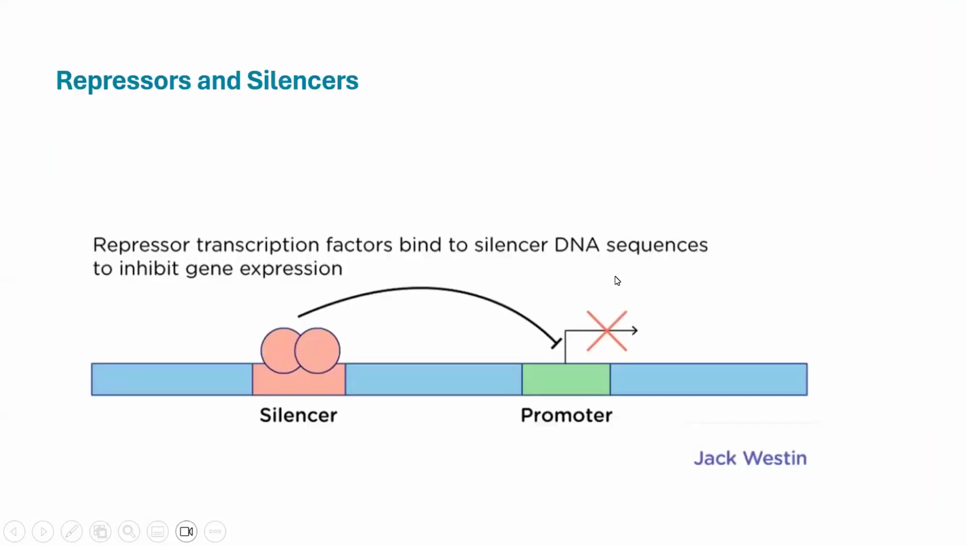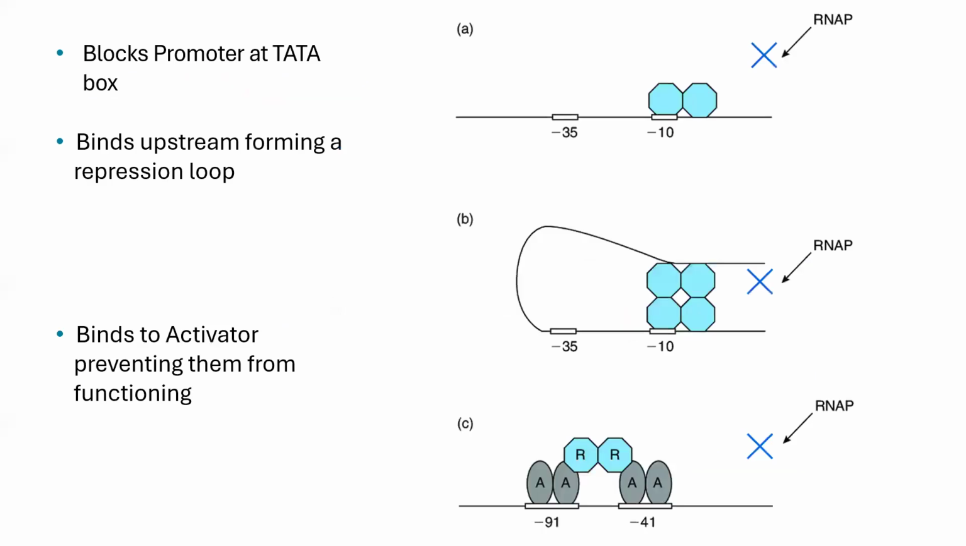On the other hand, we have sites that are called silencers, that can bind to repressors, and that is going to prevent the transcription of the upstream gene sequence, or the downstream gene sequence. And so that can happen in a couple of different ways. One, we can directly block the promoter, right? So some repressors can bind straight on to the theta box. That's that -10 region in the promoter.